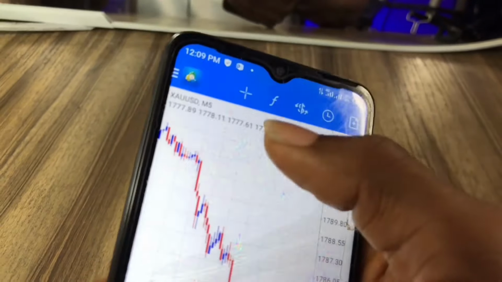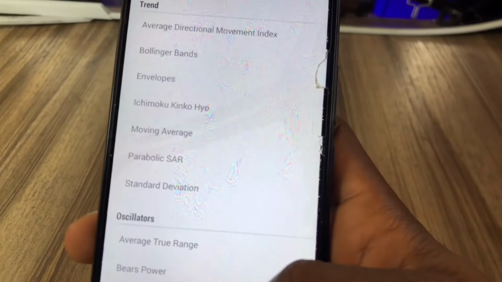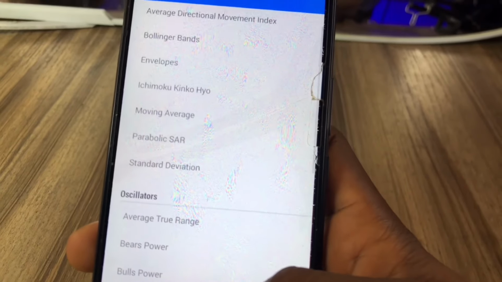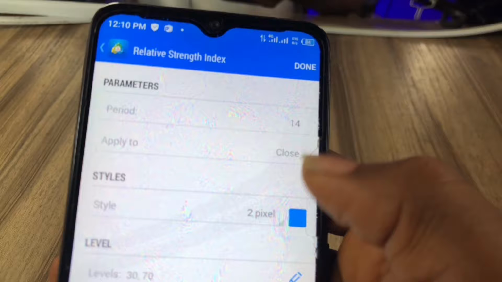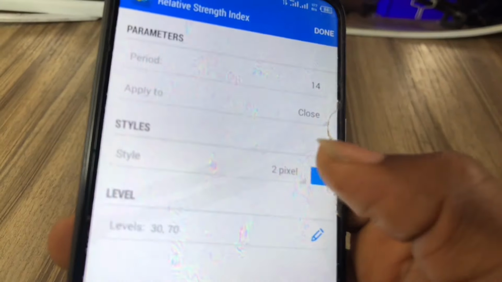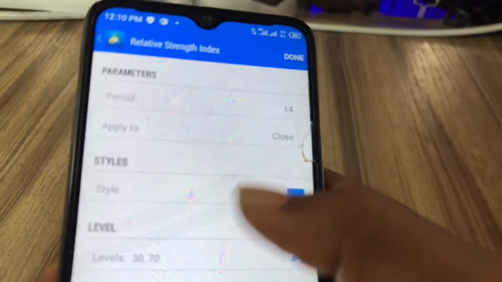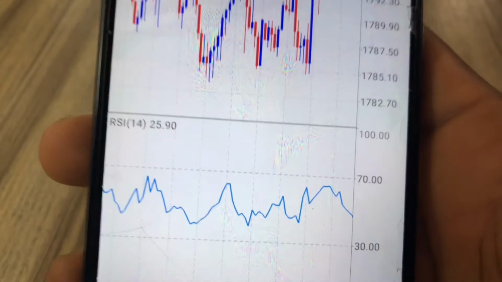So what you want to do is go to this F button right here. You can search for the relative strength index. Now this is the setting of the relative strength index. The period has to be 14, the apply should be close, the style should be 2 pegs, although you can actually increase this if you're not able to see the charts well, and the levels have to be 30 and 70. Okay, so right here, this is the relative strength index.